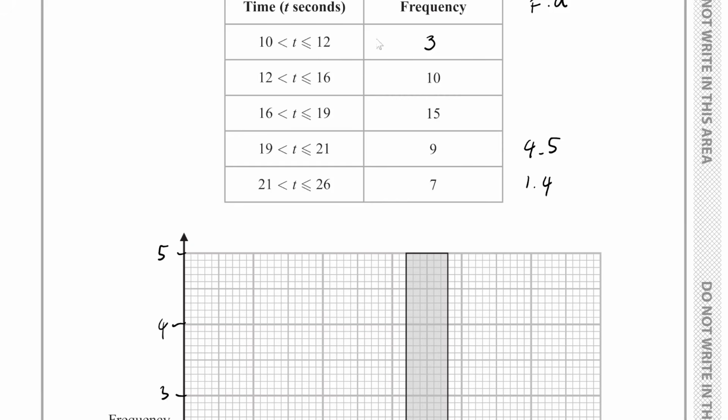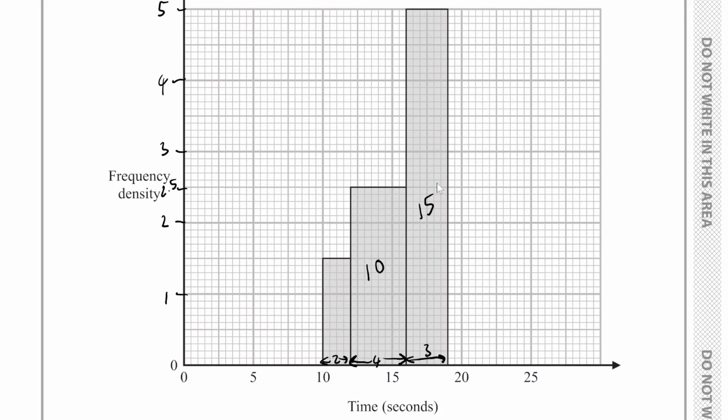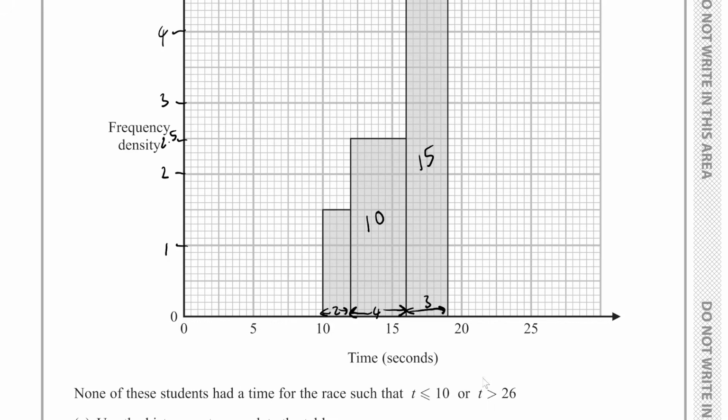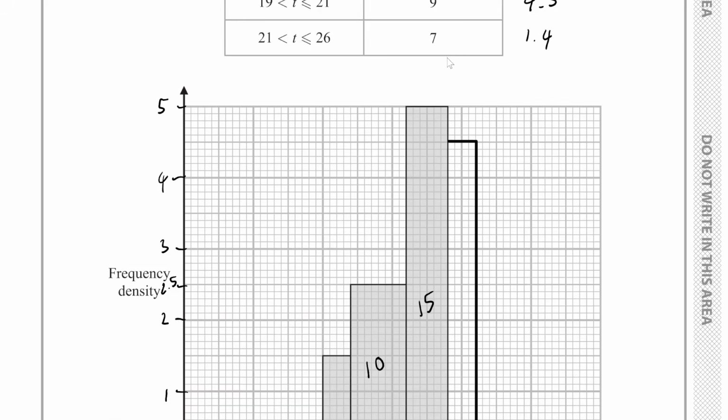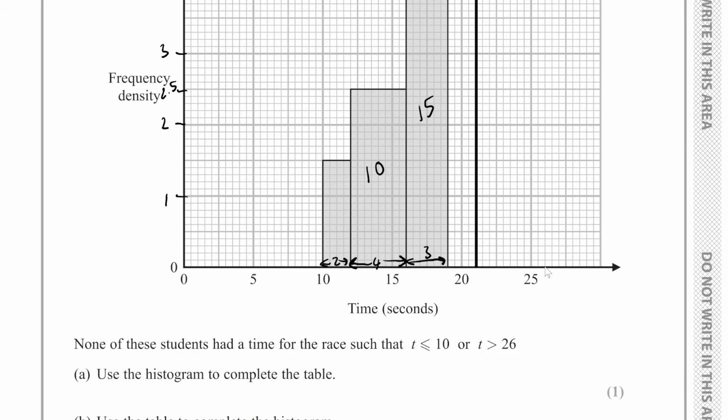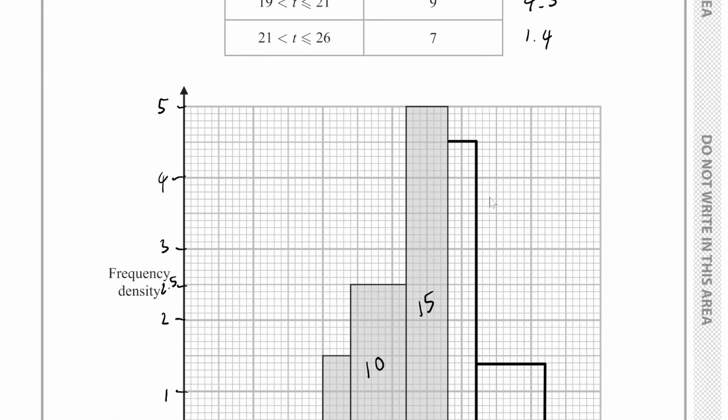So let's just draw them on. 19 to 21 has got a height of 4.5, and 21 to 26, a height of 1.4. So that is our histogram.